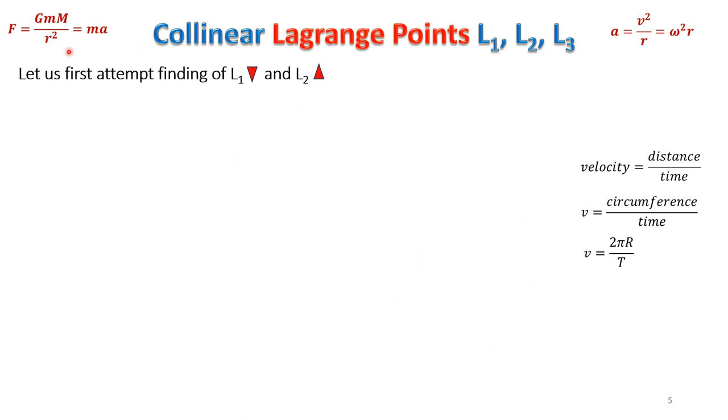Here we are going to start our discussion with a couple of equations. Newton's law of gravitation talks about the force of attraction between two objects, small m and capital M, separated by distance r. This force is directly proportional to the product of masses and inversely proportional to the square of the distance between them. The constant of proportionality is capital G, which we refer to as the gravitational constant. According to Newton's second law of motion, the rate of change of momentum equals force, and in its modified version we can write F equals mass times acceleration.